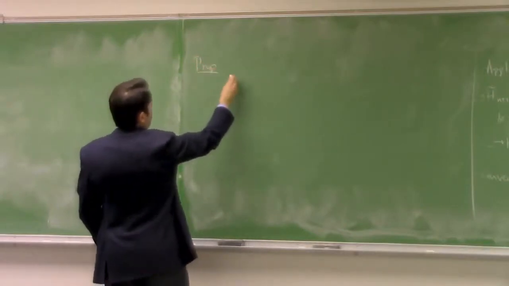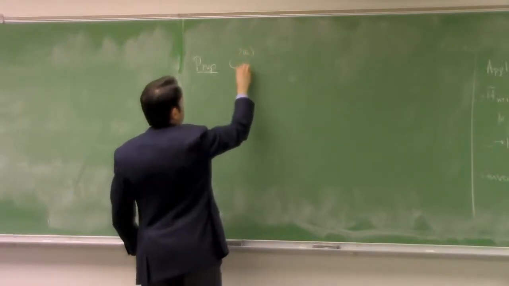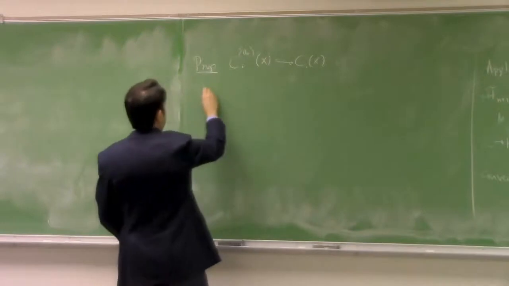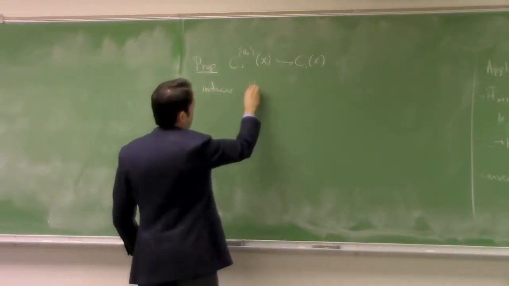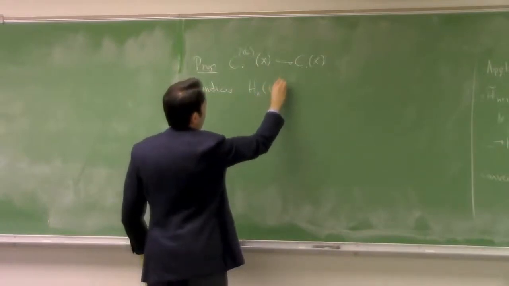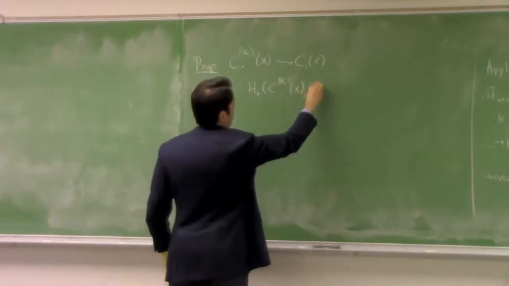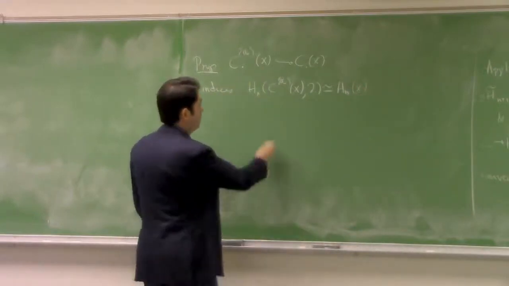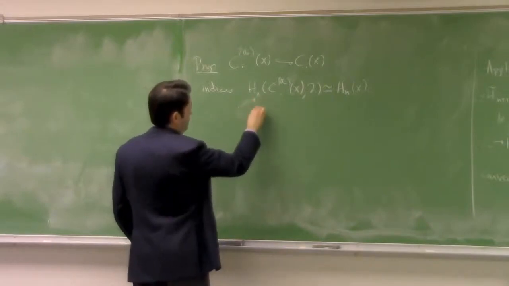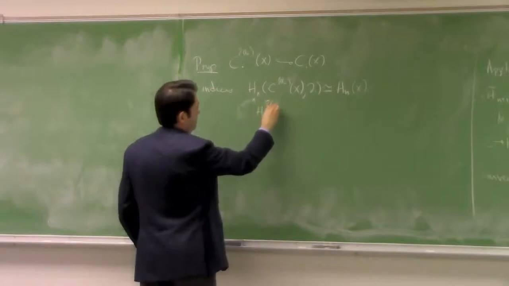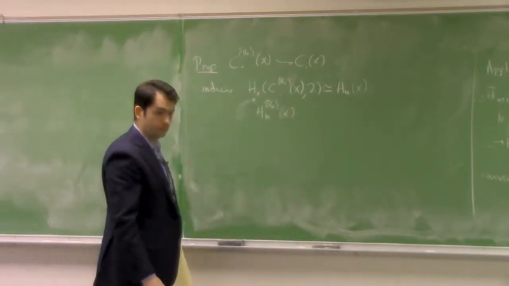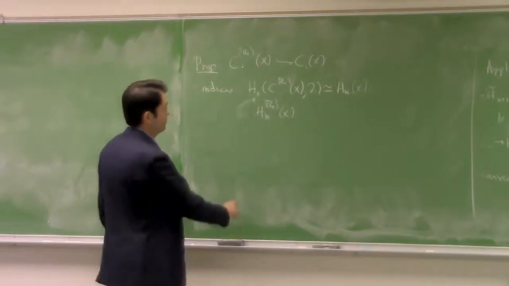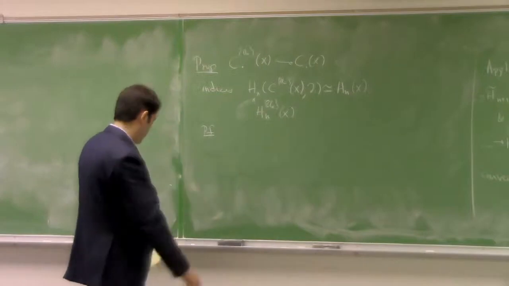So the proposition is that the inclusion of this complex induces an isomorphism between the cohomologies. Right. And we're going to denote this group by H_n^{U_alpha}.